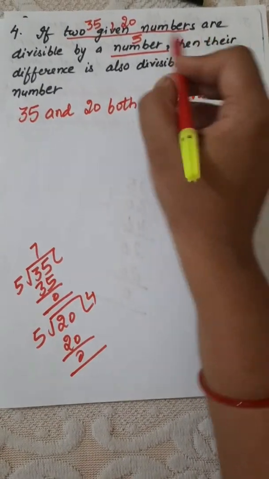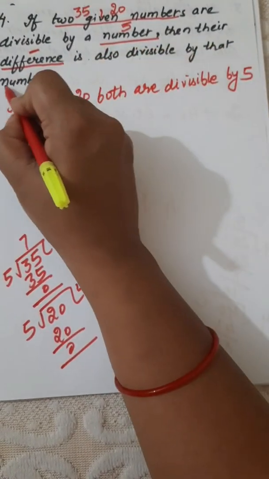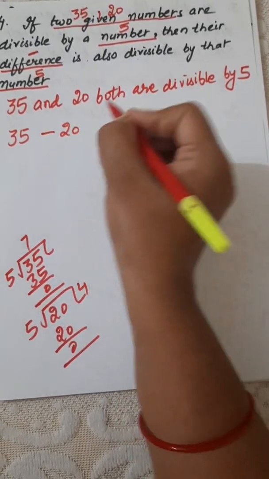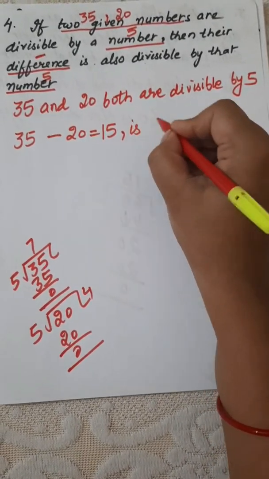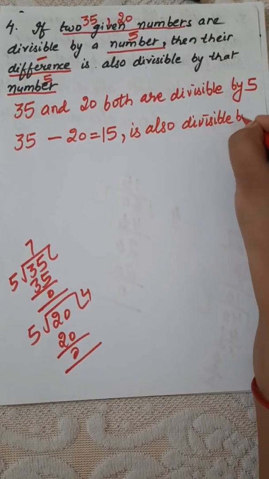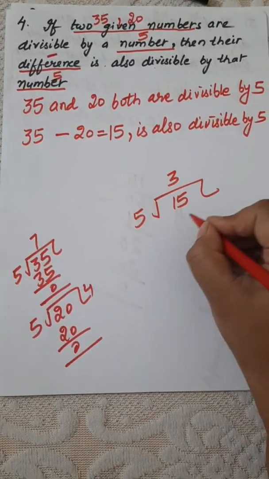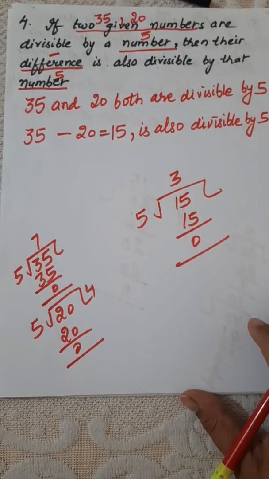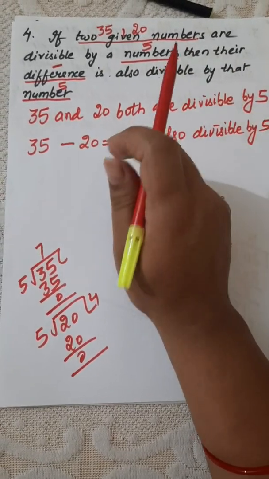Then according to the rule, their difference, meaning you have to subtract, is also divisible by that number. Here that number is 5. So if you subtract both the numbers, after subtracting you will get 15, and this 15 is also divisible by 5. So let's check. 15 divided by 5, 5 threes are 15. So the fourth rule is if both the numbers are divisible by any number, then their difference is also divisible by that number.